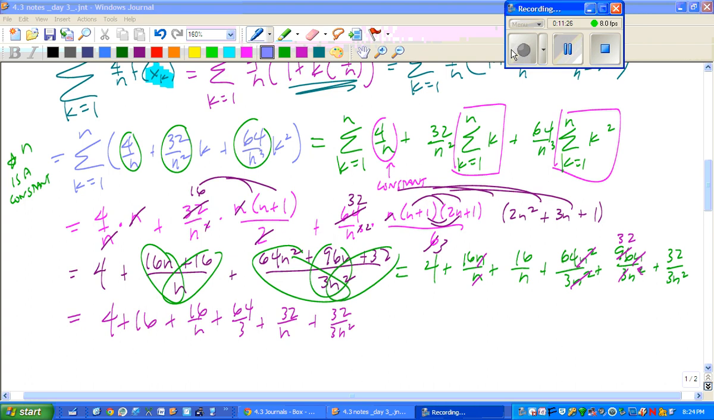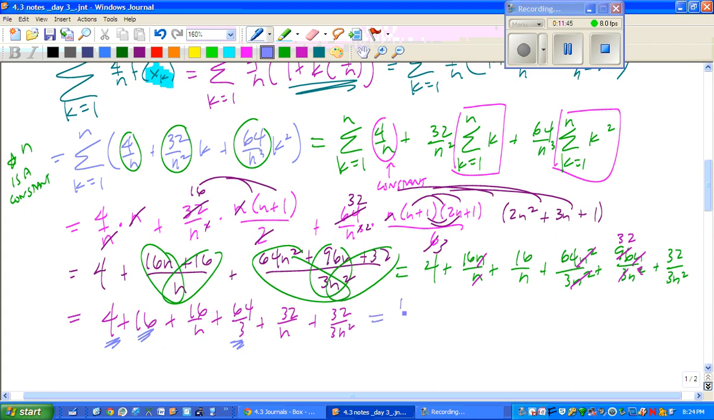All right, algebra fun almost done. We can go ahead and combine like terms. So we have constants here, well, we have numbers without any n's in them. They're all technically constants. And we have 4 plus 16 plus 64 thirds. So if we add those up, we get 124 thirds. Plus we have the 16 over n plus 32 over n. We get 48 over n. And then a 32 over 3n squared.